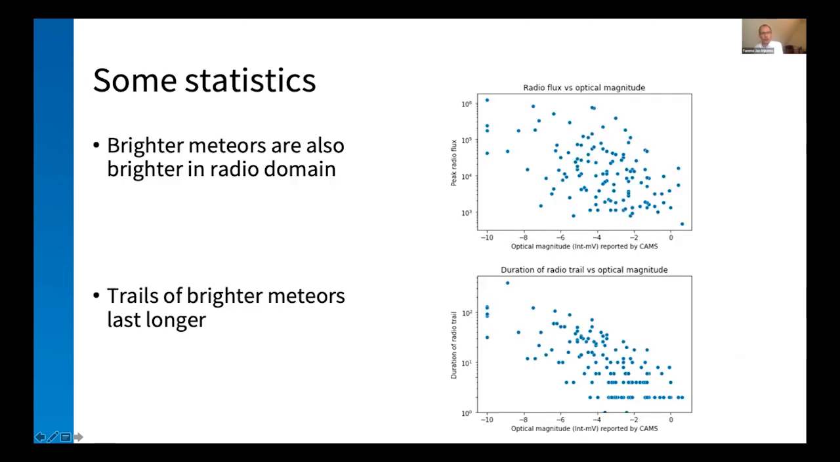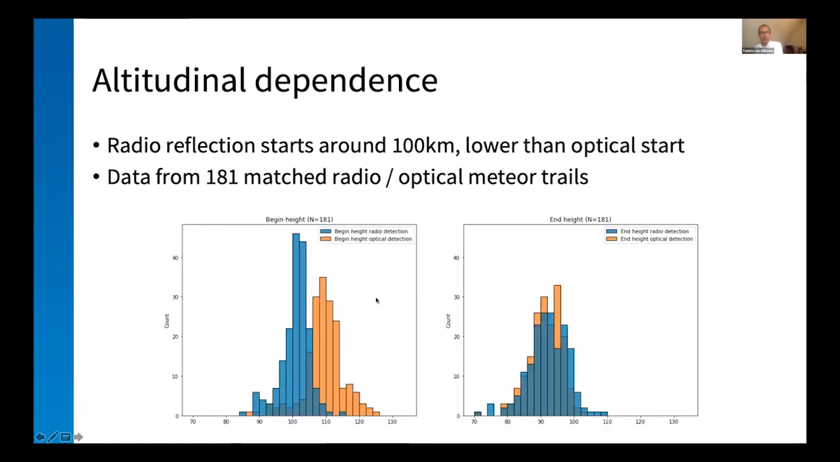Now we had 200 detections, which means we can do some statistics. The radio flux, bright in radio versus bright in optical, and there's a correlation between that. Both are not very accurate. Very bright meteors in CAMS are often saturated, and our flux calibration is not optimal yet, but there is a correlation like this. Also, the trails of bright meteors last longer on the sky. This is how long it lasts. Some lasted minutes and some only 2 seconds.